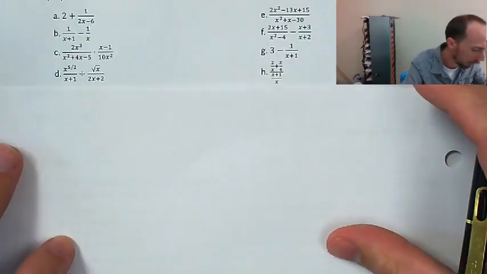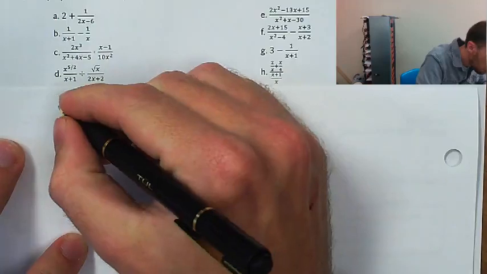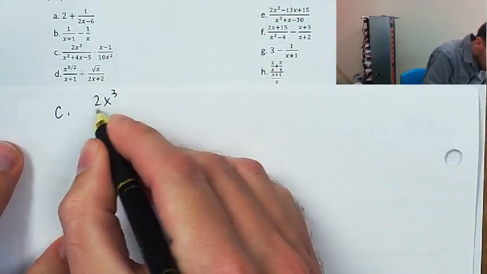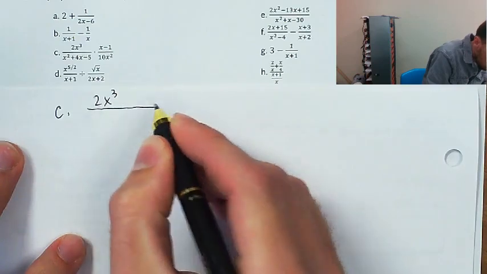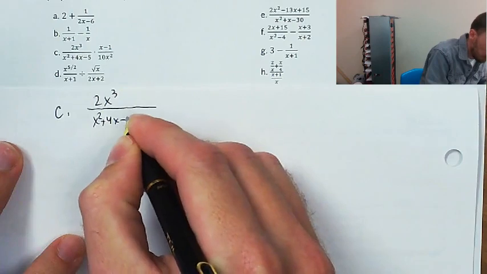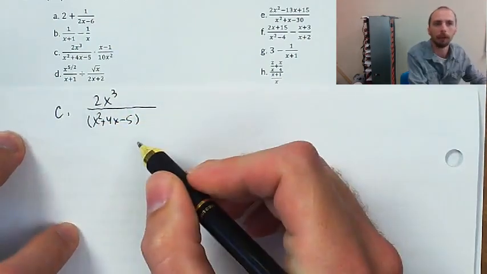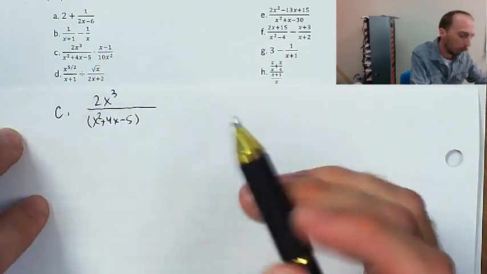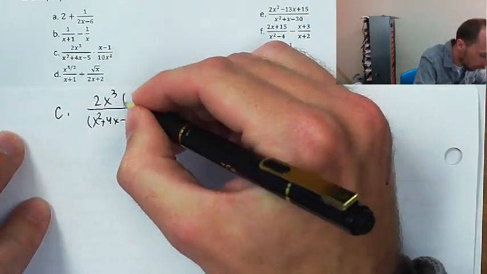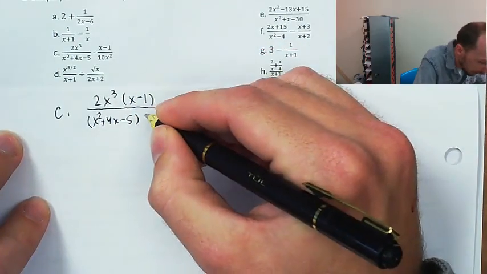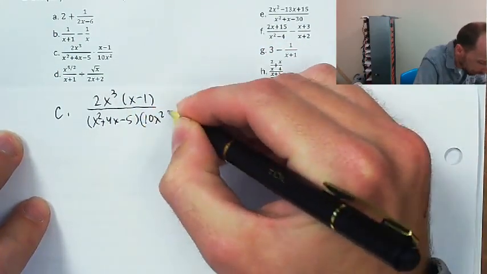Okay, I'll do that here. All right, with C, 2x cubed, and I think this time I'm going to leave room plus 4x minus 5, just to multiply in the other denominator. That is not going to be necessary. I didn't notice that this one's times. Okay, so this one will be a little easier. So we're going to do 2x cubed times x minus 1 divided by 10x squared.